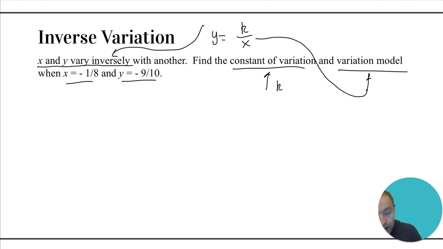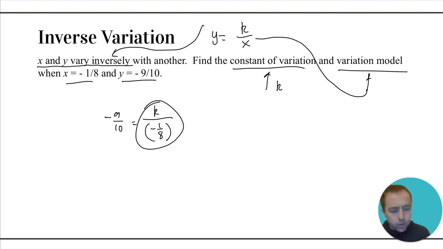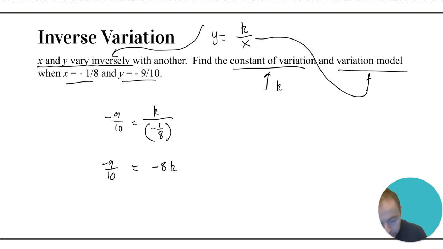So since we have these given x and y values, we can substitute them into the model y equals k over x, and then get -9/10 for y is equal to k, the constant of variation, divided by -1/8. Okay, and then we should be able to solve to find that particular k value in this relationship. Since we're dividing by -1/8, that is the same thing as -8 times k, right? And then we'll want to solve for k, which means we'll want to divide by -8 to cancel it out.